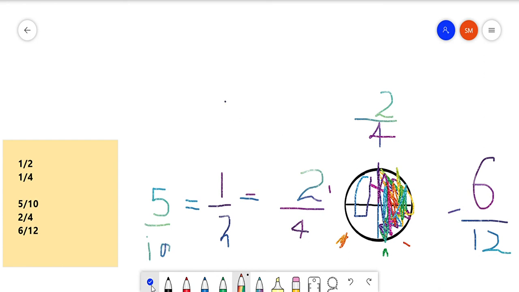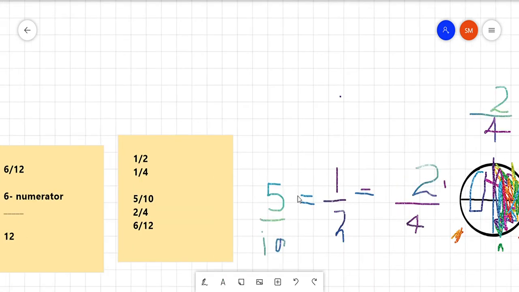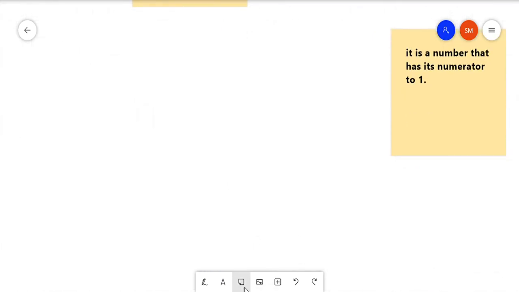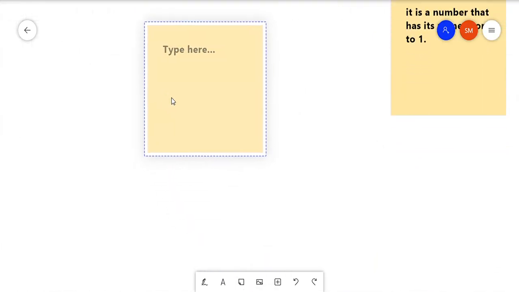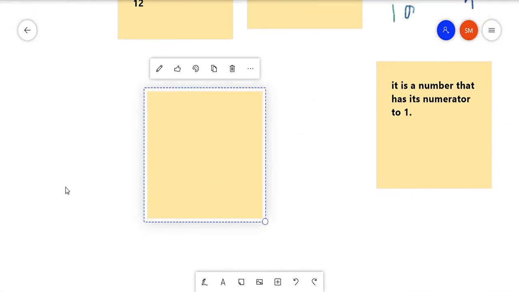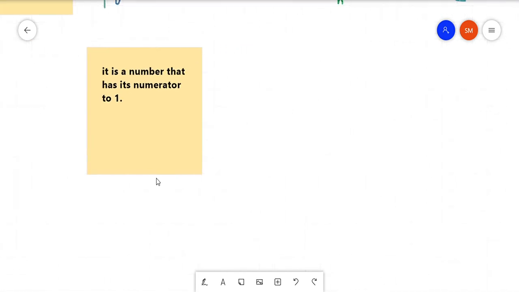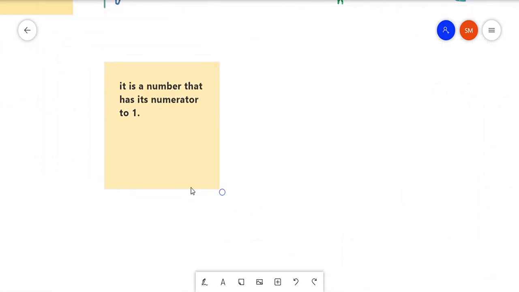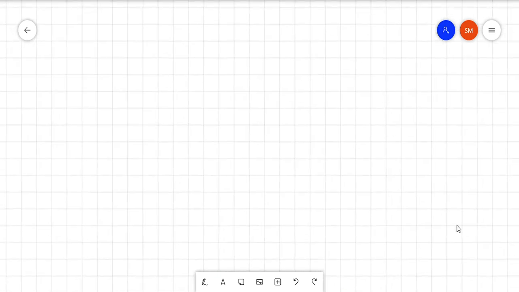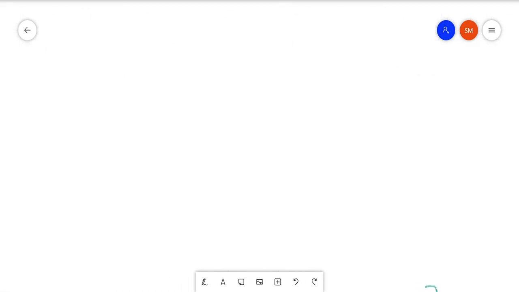Okay, I'll just turn off my pen for a sec. You can find fractions using many methods, like number lines. I'll try doing number lines with you.